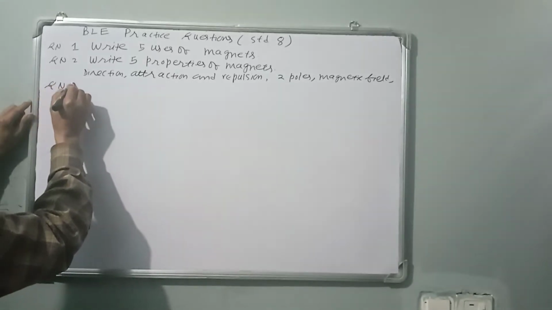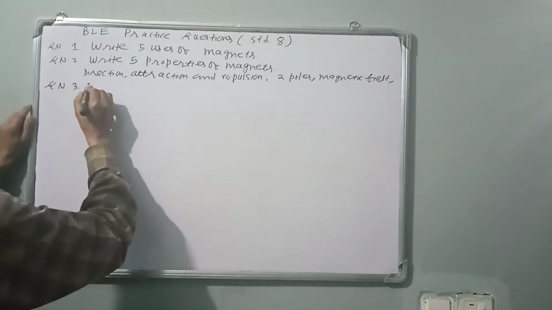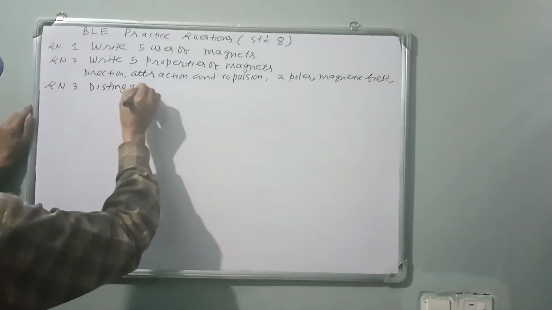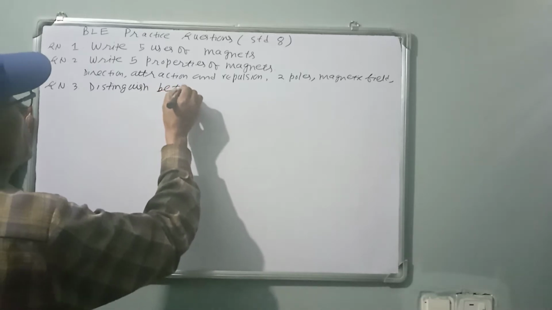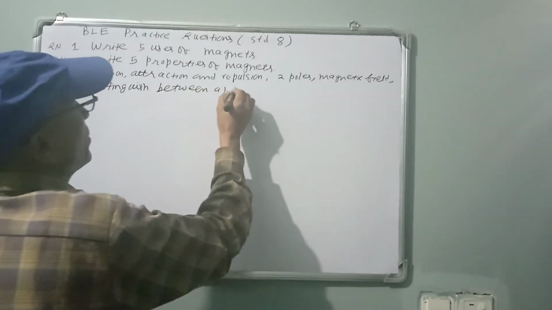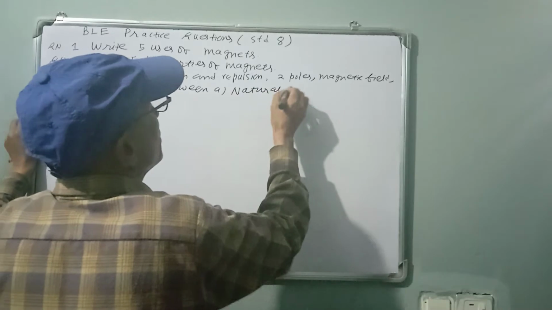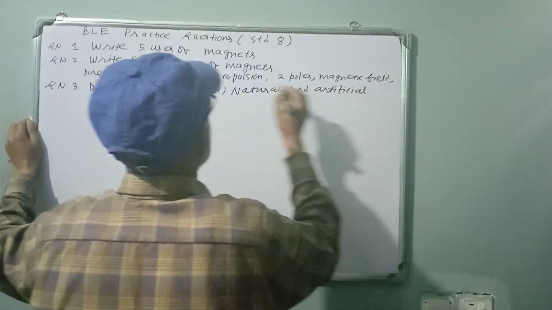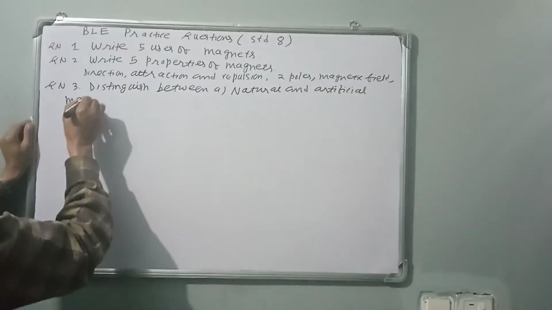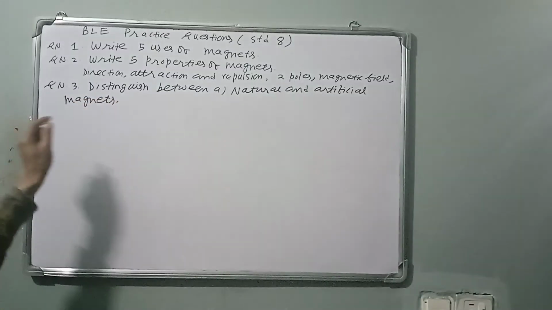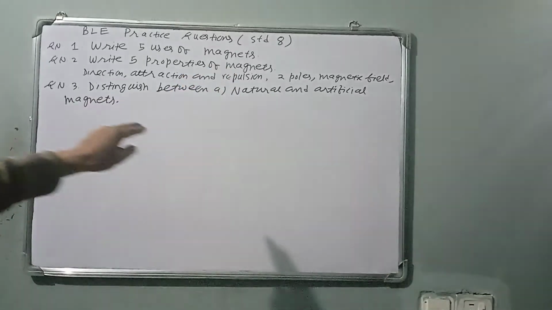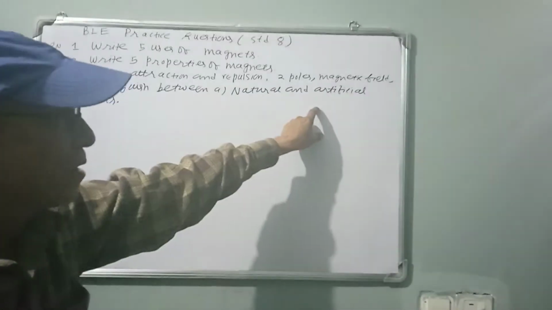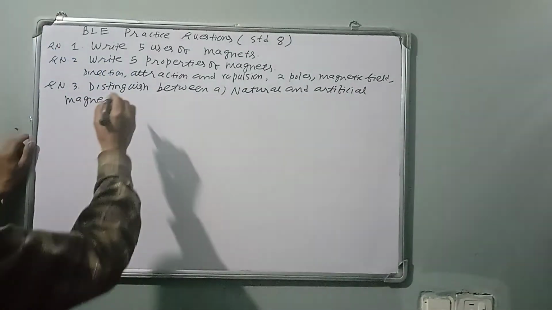Question number 3, distinguish between natural and artificial magnets. You can try yourself. Natural magnets are found in nature, whereas artificial magnets are made by human beings.